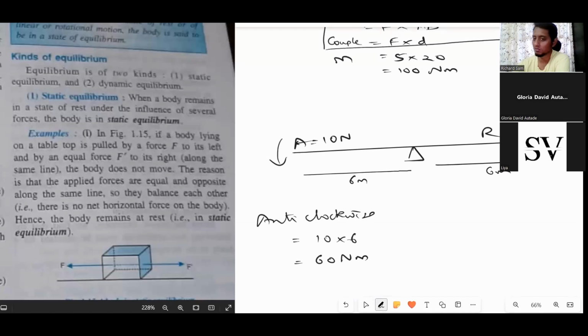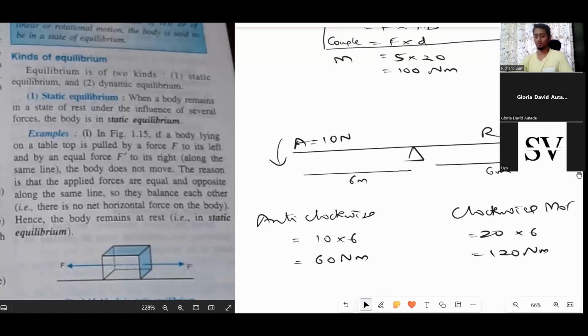Now, what would be the total clockwise moment of force? That would be 20 into 6, which would be 120 Newton meters. So you can clearly see that the clockwise moment of force is more than the anti-clockwise moment of force.